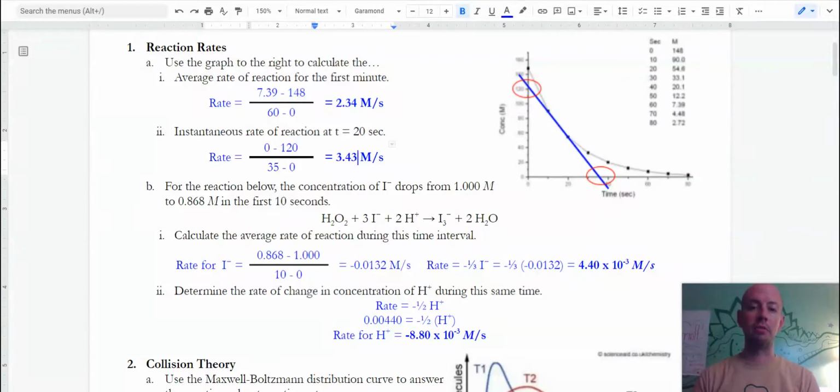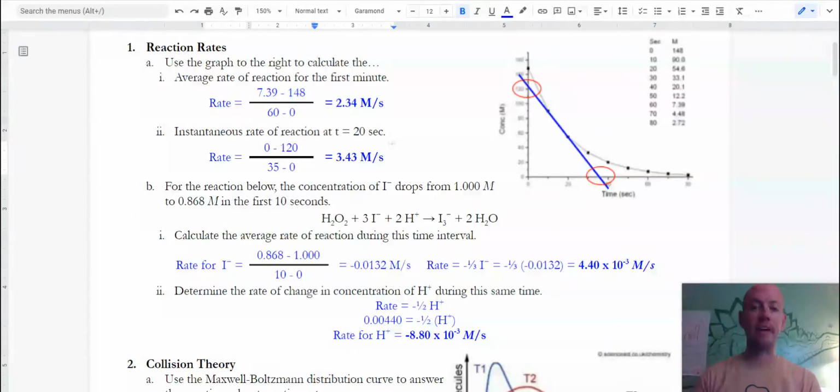The second scenario gives us a balanced equation. Peroxide reacts with iodide and hydrogen to make the I3 minus ion and water, and we see that the iodide is dropping from 1 to 0.868. Find the average rate of reaction.